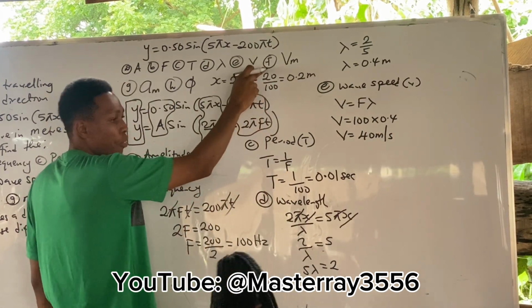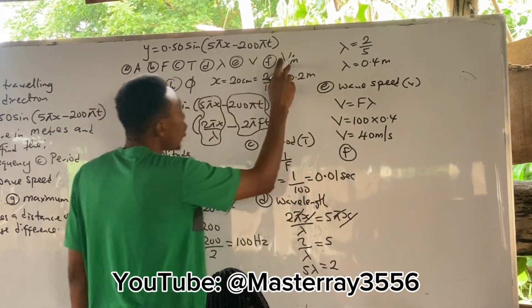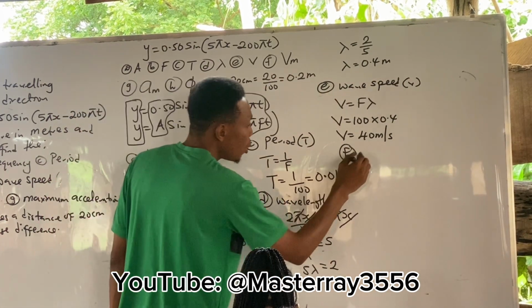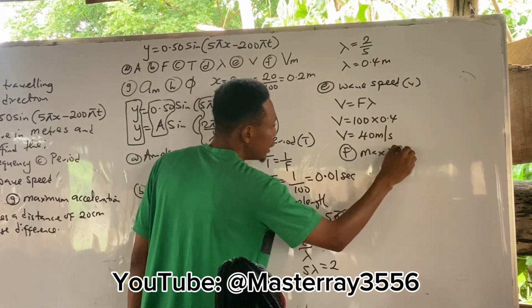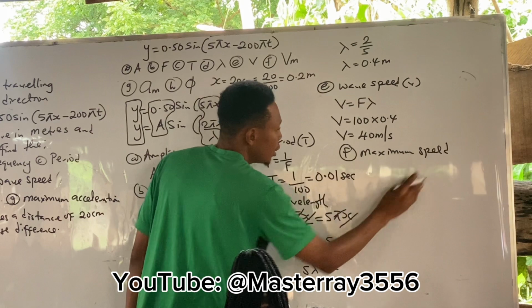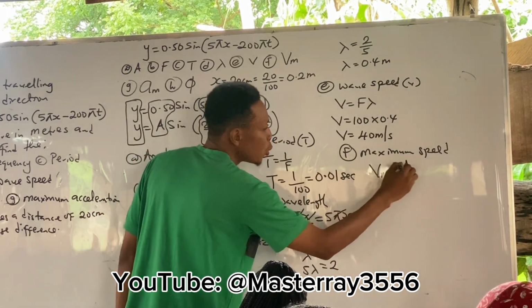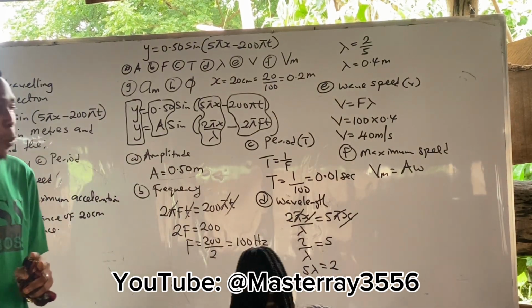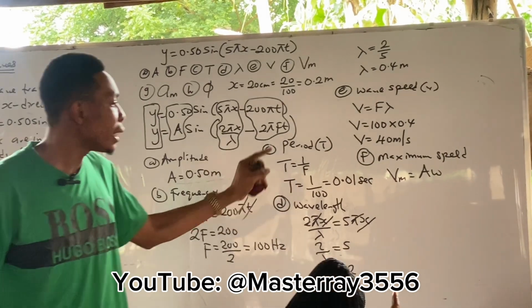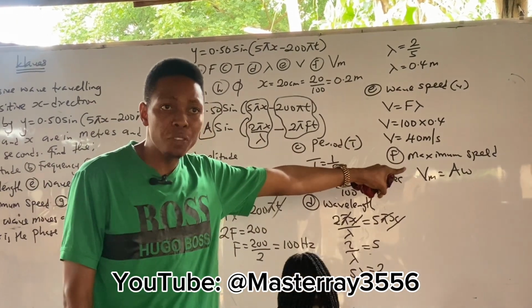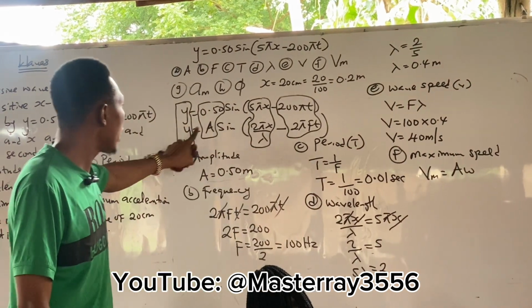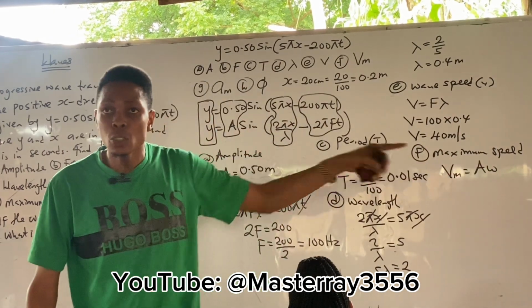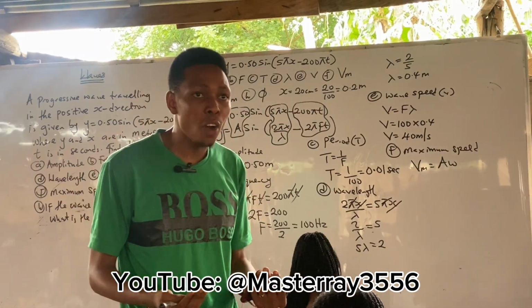Then the next one is F. For the F part, we are asked to look for what? Maximum speed, is it not? The maximum speed of the particle. So that's our V max, and our V max is equal to A omega. If you observe very well, from our working and the question, we already have our A. True or false? And our A is 0.50. But do we have our omega? No. So you have to look for omega. Are you following? All right.